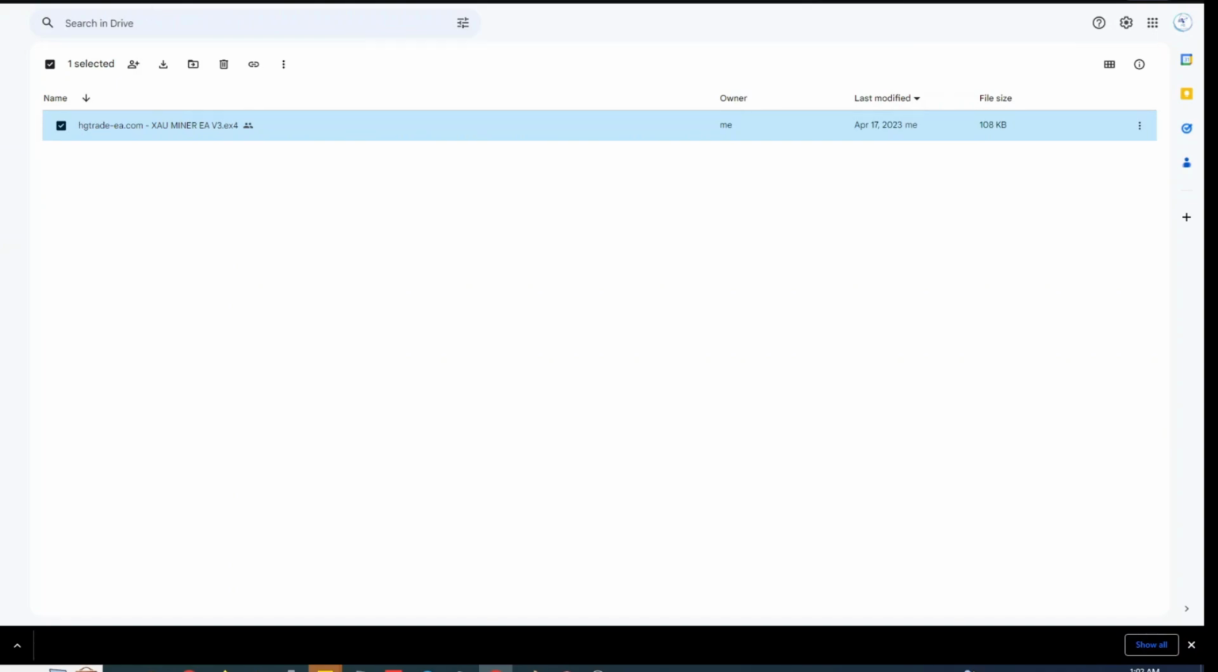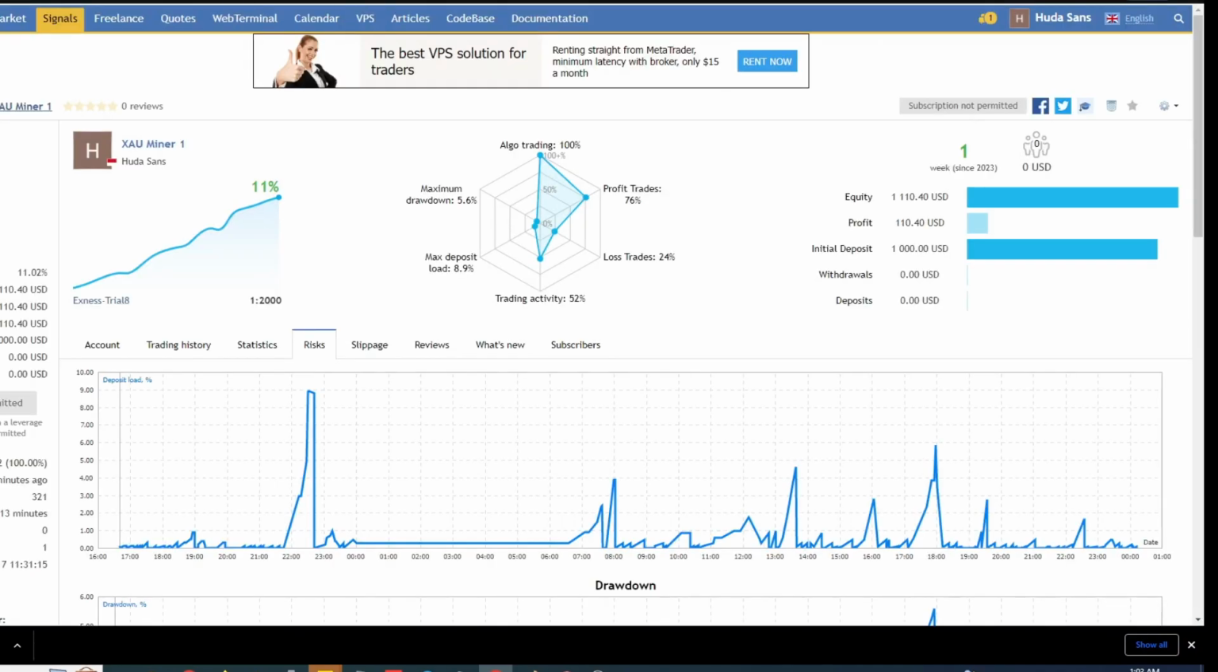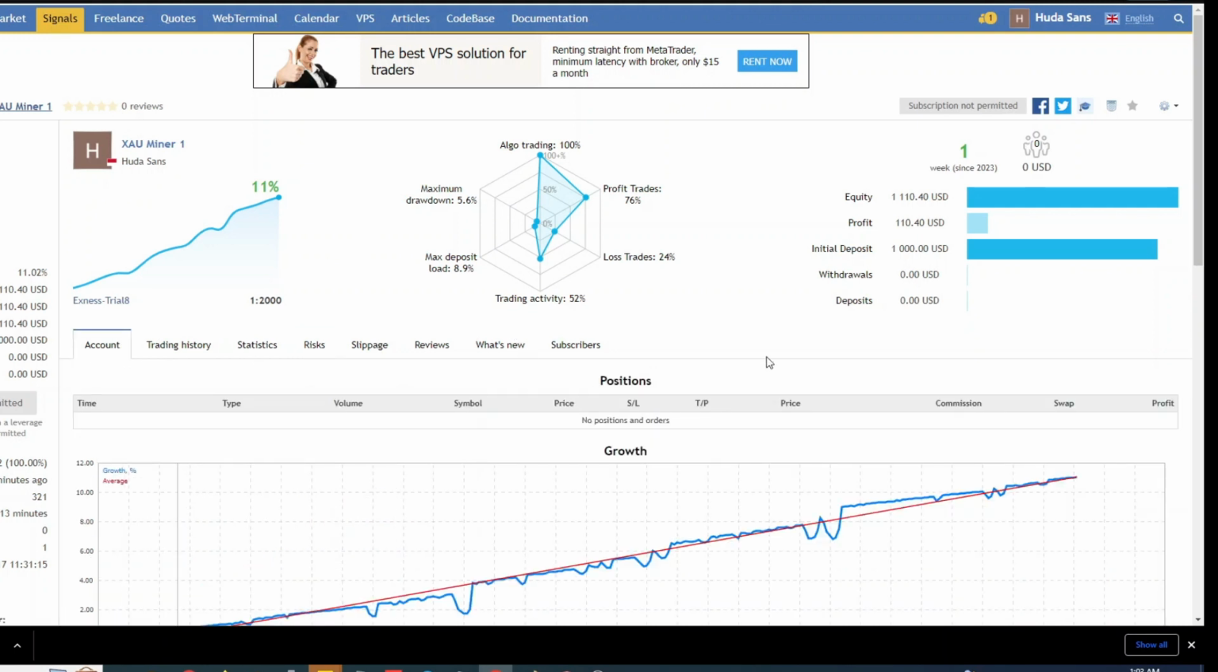Then I will switch to MQL5 to see the trading results that I have run. This is still in the observation stage. From a deposit of $1,000, profit generated 110.40 USD. Total equity is currently 1110.40 USD. Trading just lasted 1 week.